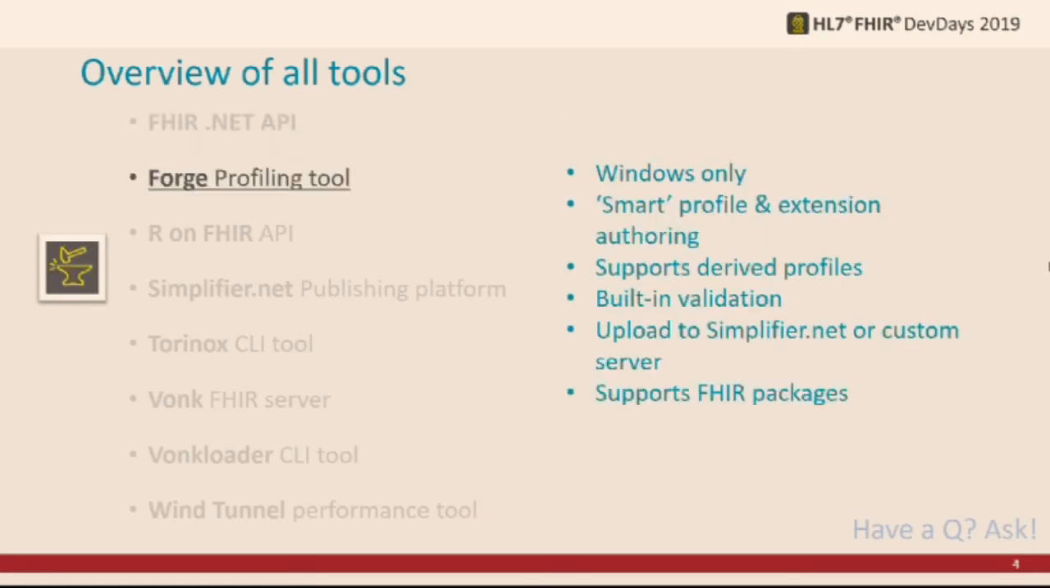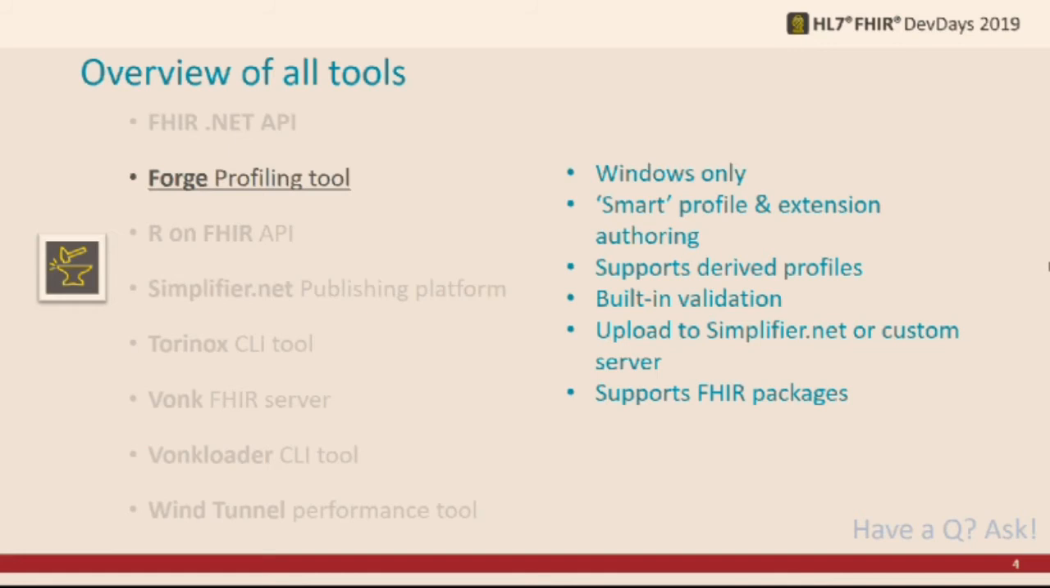Next is the Forge profiling tool. It's not cross-platform. It's only for Windows, but it is, in my opinion, one of the best profiling tools out there. If you need to build a FHIR profile to constrain the data that is coming in, you can use Forge to do it. It is a pretty smart tool. It has real-time validation, so if you try and invalidate the FHIR spec in some way, it'll instantly tell you, hey, you shouldn't be doing that, which is pretty good.